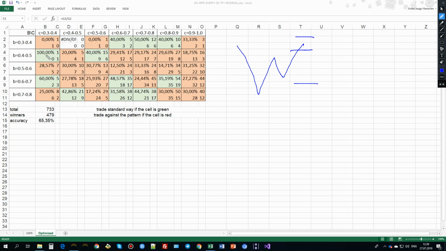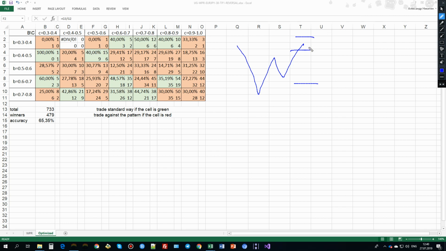Okay, and in these patterns, let's say B4 C1 or B5 C2 patterns, or B5 C4 patterns and B5 C5 patterns, they have a high probability for reversals. So this is based on this result.